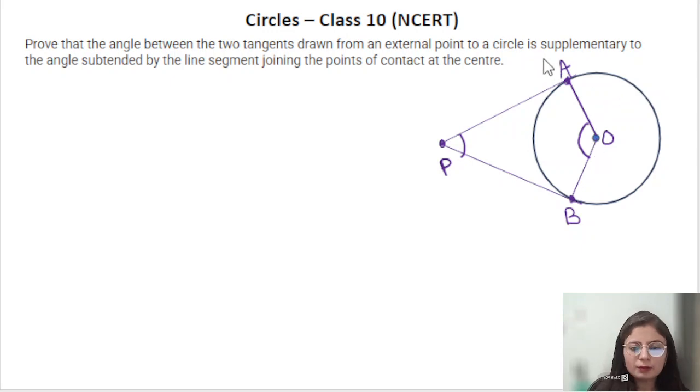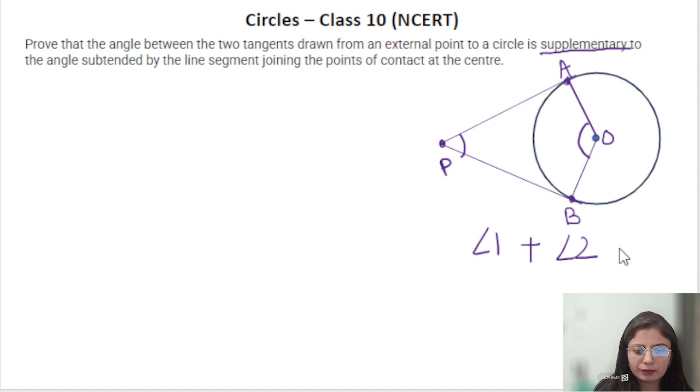Now what is the meaning of supplementary? So angle 1 and angle 2 are supplementary when their sum is 180. जब भी किसी दो एंगल्स का सम 180 होता है, 180 डिग्रीज होता है, we say those two angles are supplementary. So we have to prove that the sum of these two angles is 180.